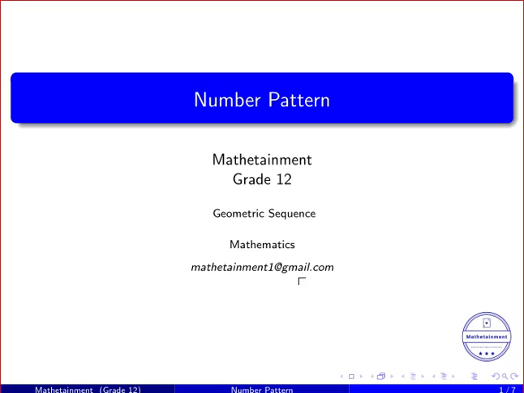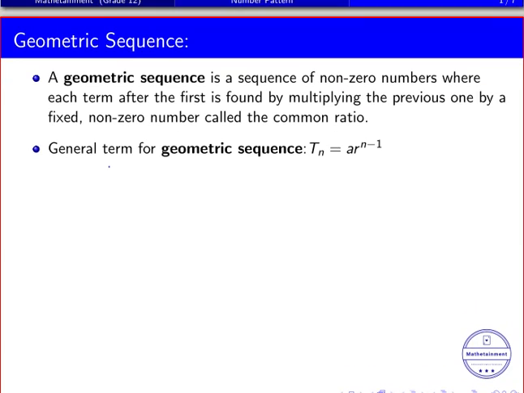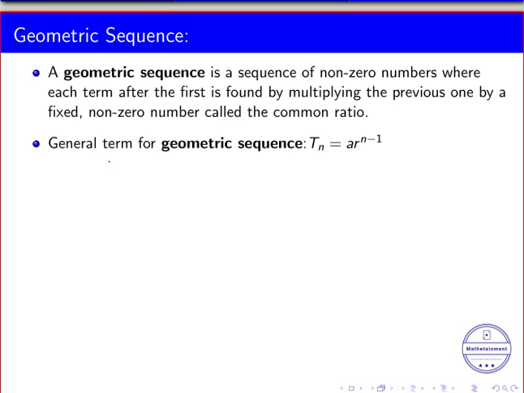We are still doing our number pattern under the subtopic geometric sequencing. What is geometric sequencing? A geometric sequence is a sequence of non-zero numbers where each term after the first is found by multiplying the previous one by a fixed non-zero number called the common ratio. So this is our general term for a geometric sequence.